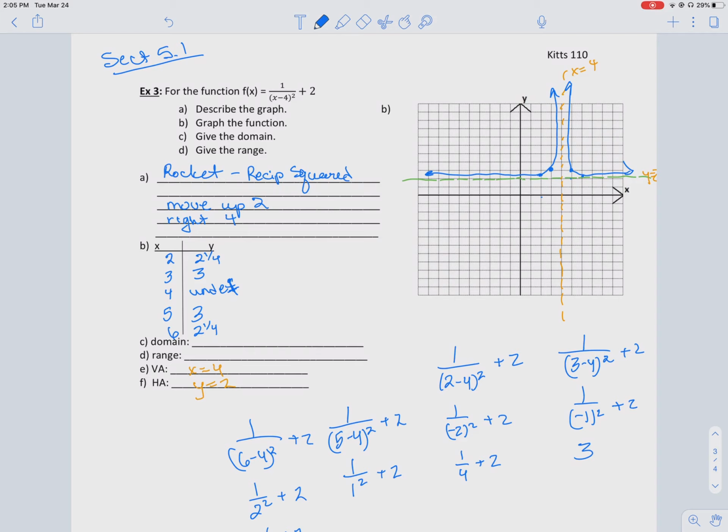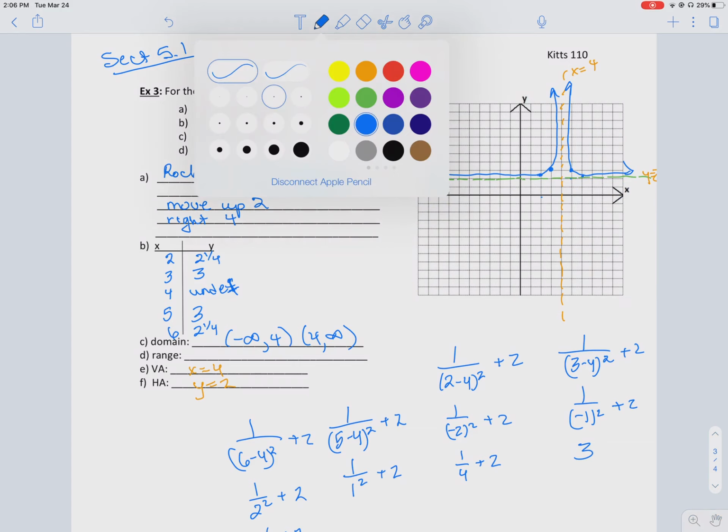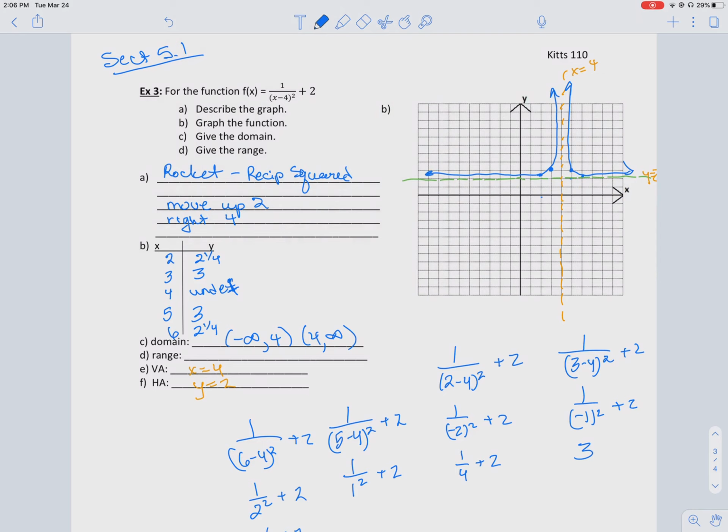So the domain, notice that's what your x can be, and it can be anything except where that vertical asymptote is. So anything but 4. So negative infinity to 4, and then 4 to infinity. Now my range, again, I don't need any of that down here. So the range is going to actually start at 2, so we're going to go 2 to infinity.